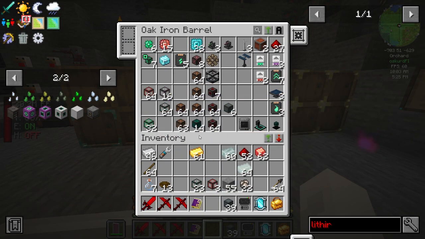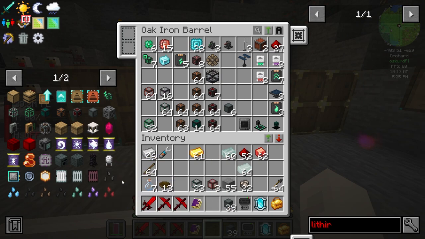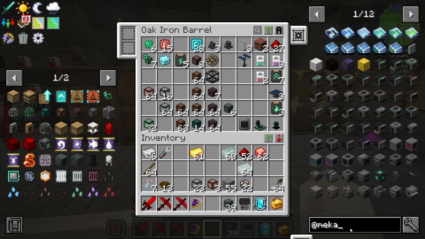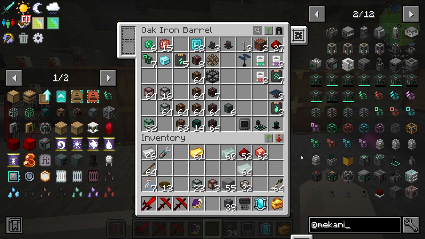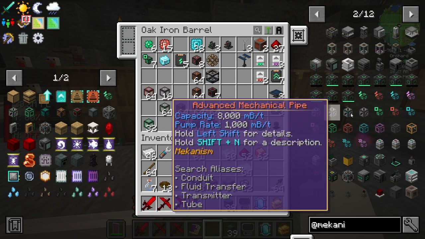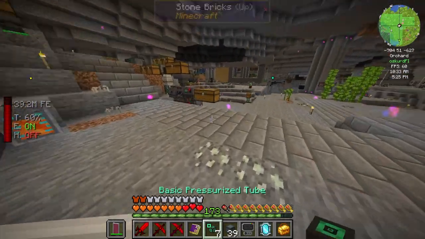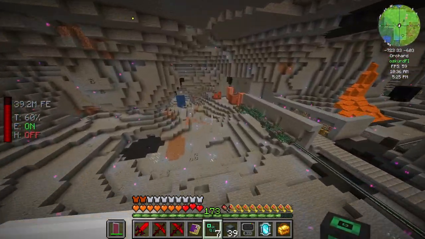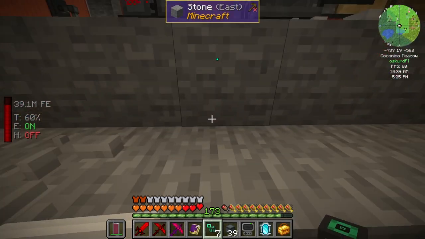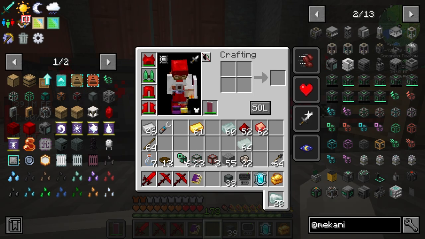Where are my gas pipes? Have I ever even made gas pipes for Mekanism? It might be I haven't. So this is a mechanical pipe. Then pressure. Oh, hey, this is for gas. So are we now using this pipe between these two? Now we are cooking. Okay, cool. Literally cooking.